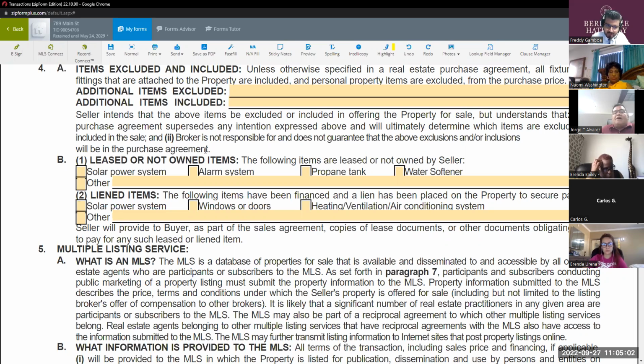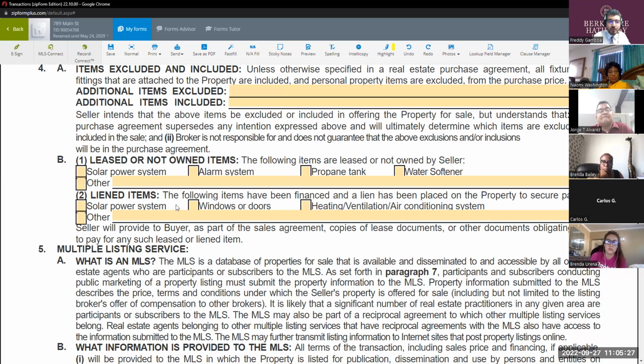Lean items could be the same thing. It could be solar panels, windows, doors, heating, ventilation, AC systems, and others. These would be things that are being leaned. Things that are lien items are most likely on a separate loan, attached to the taxes, who knows what. So you always have to address what is lease and what is lien.